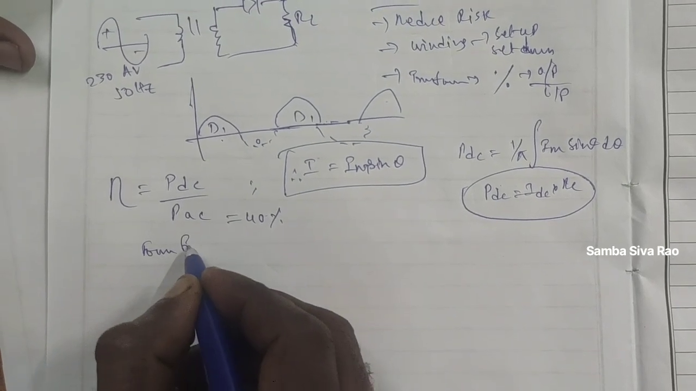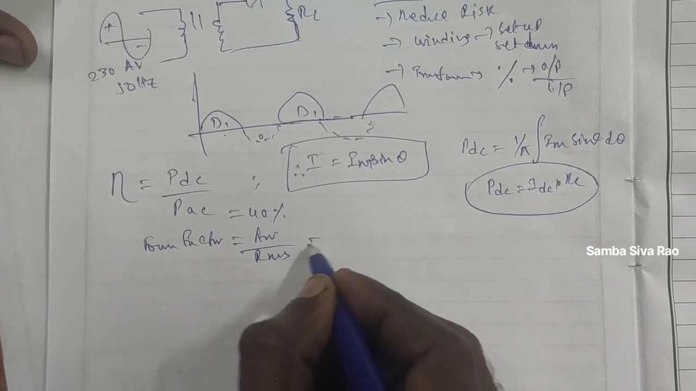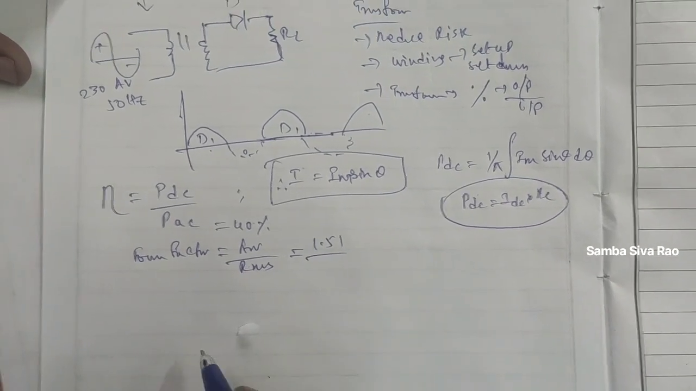In this we also calculate the form factor. A form factor means average value by RMS value. It can be written as approximately 1.51.